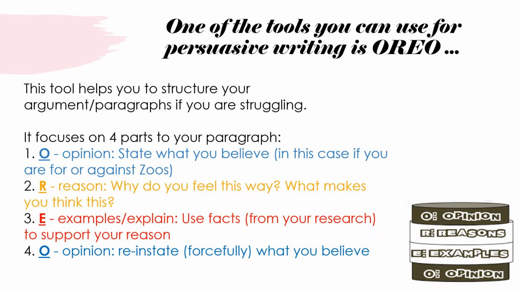Number 1, O, the opinion. State what you believe. In this case, if you are for or against zoos. Number 2, R, reason. Why do you feel this way? What makes you think this?